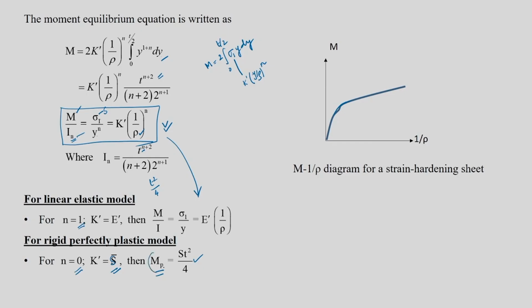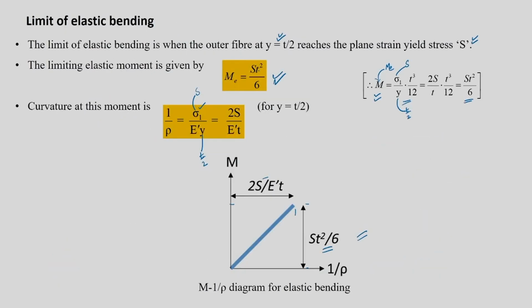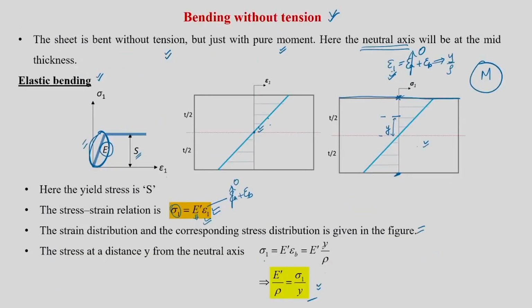When you put n equal to 0, this one will lead to the case which we already discussed, and the other one will also lead to the previous case we already discussed. So this way one can get bending without tension, if you know the strain distribution, the simpler case. Why? Because the tension term goes off. That is why we are picking up this particular case.